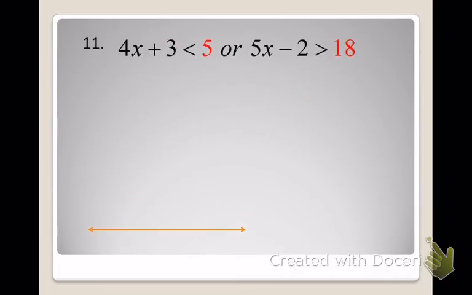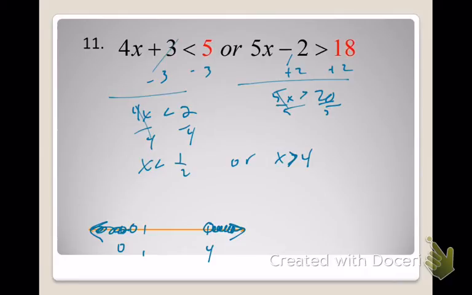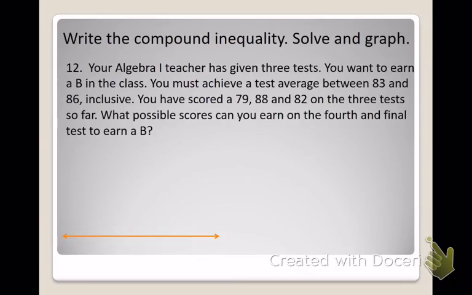Okay? All right. Another one. Try this guy. Stop the video. See how you do. Did you get this? X is less than 1/2 or x is greater than 4. And there's your graph for both of them. Okay? If this is still a little confusing, make sure you come in and see me.